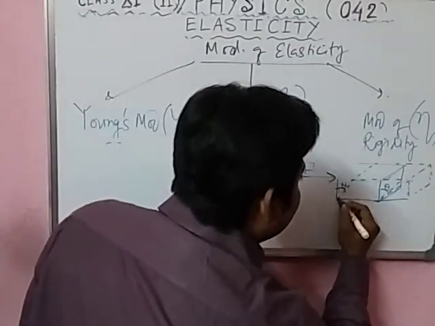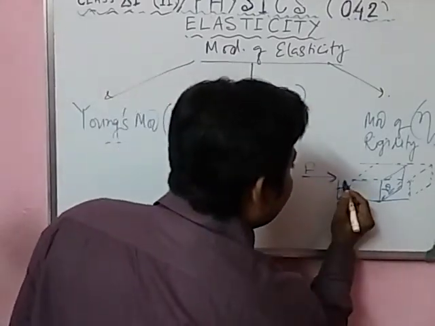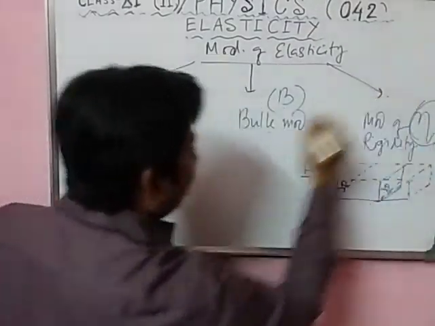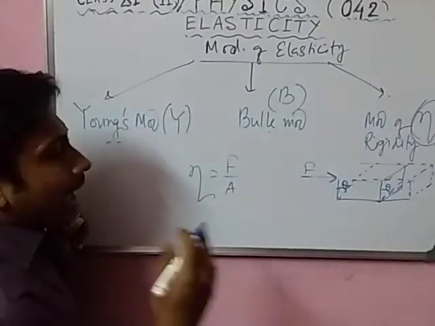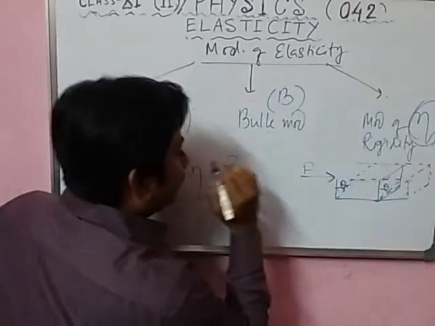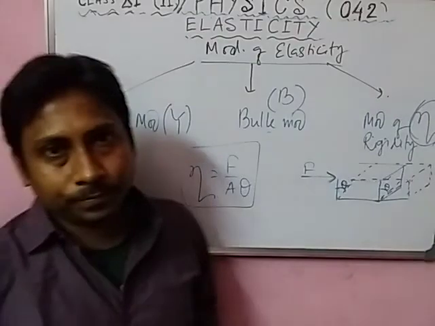So the elasticity or the stress for theta, you can write with the help of eta. So eta is equal to force by area, same thing, and the change of dimension here is only theta, so we can write theta. That's all. This is called modulus of rigidity.